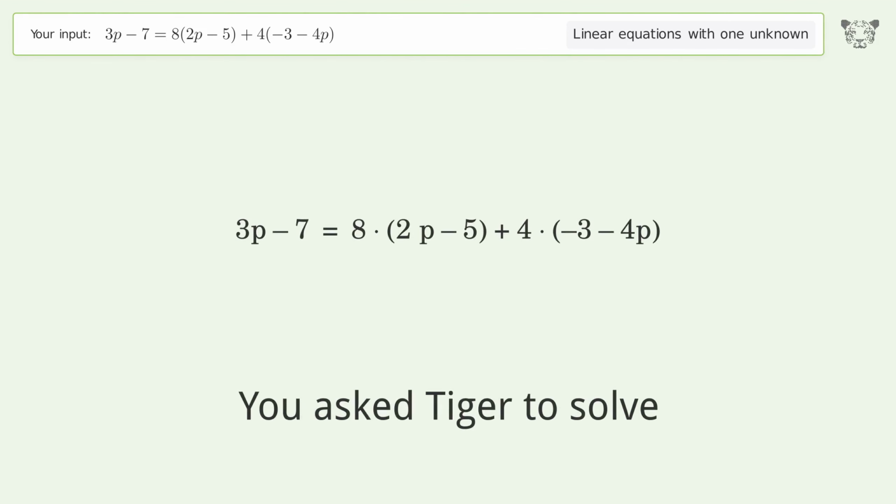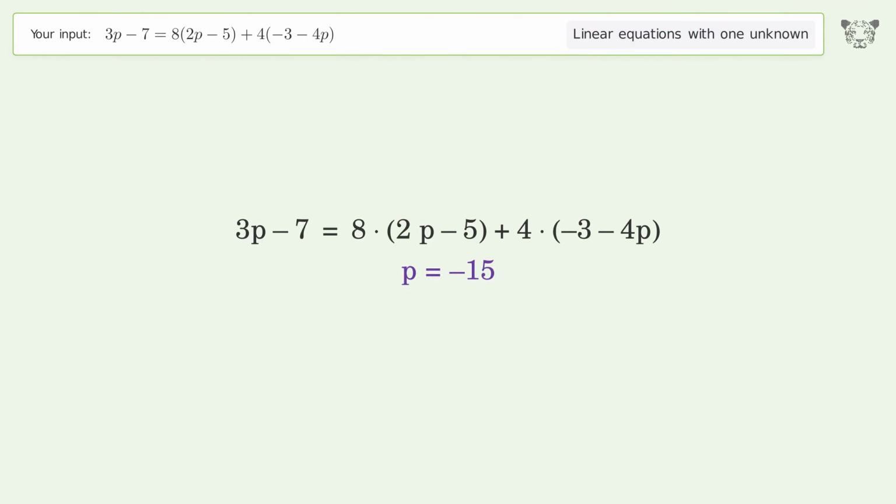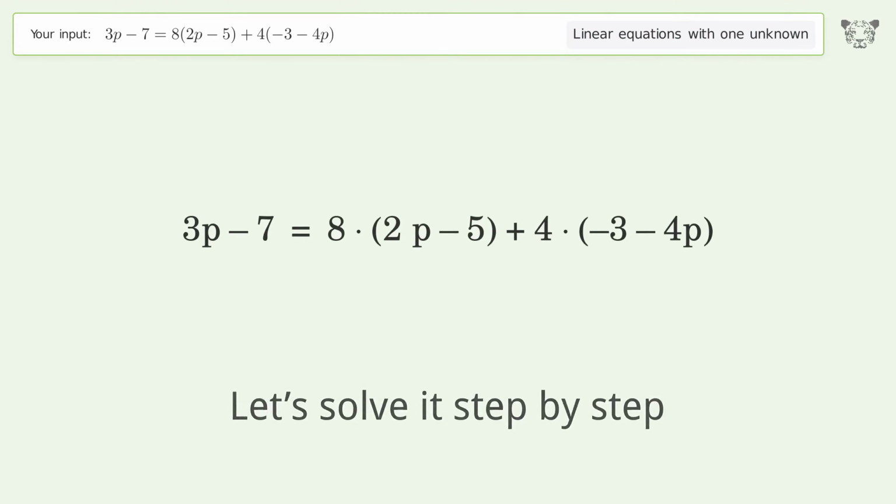You ask Tiger to solve. This deals with linear equations with one unknown. The final result is p equals -15. Let's solve it step by step.